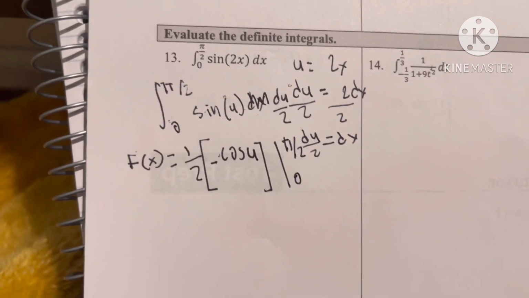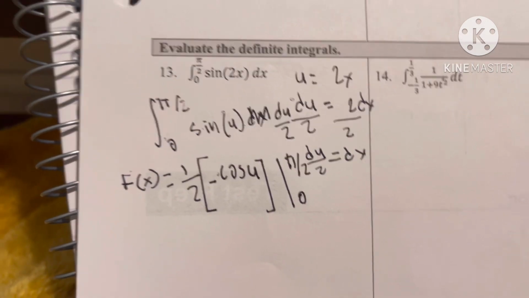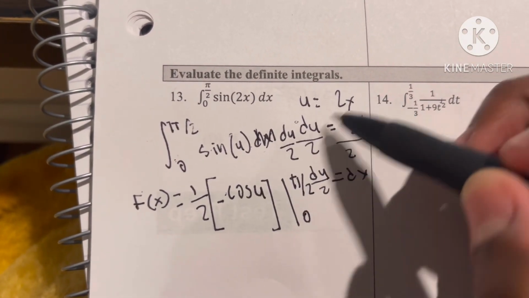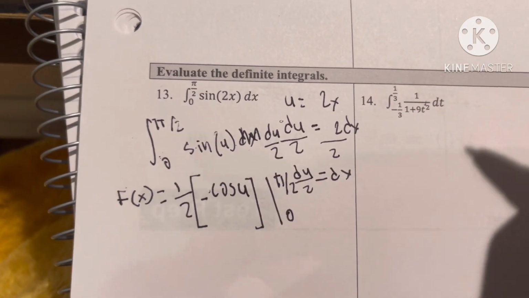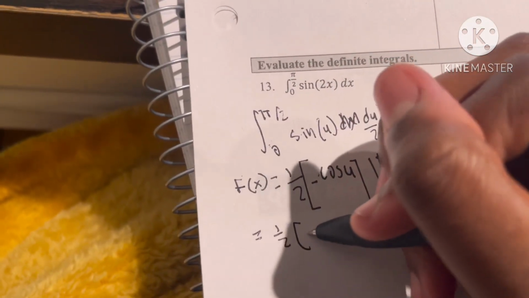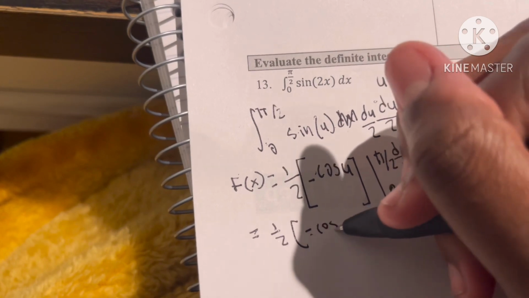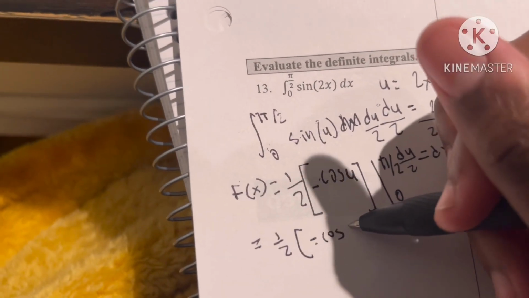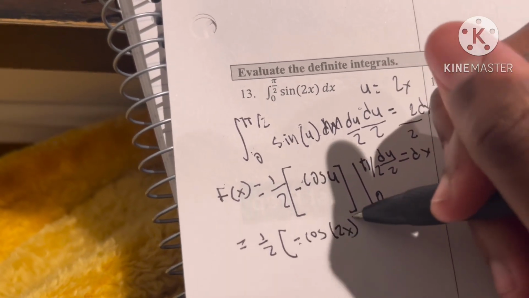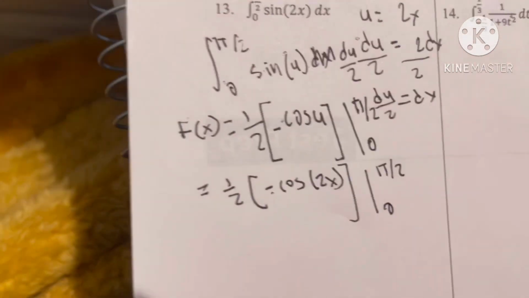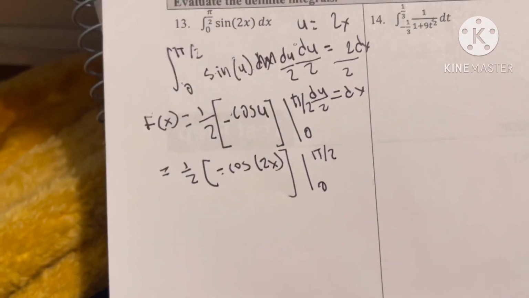Now for this one, we're just going to plug in our u, which is 2x. So I'm just going to go ahead and do that because I don't want to forget it. So it'll just be negative 1/2 negative cosine. Oh, and the negative cosine is like the derivative sine in integrals. So yeah, over 2, 0. And I'm going to come back and set it up.